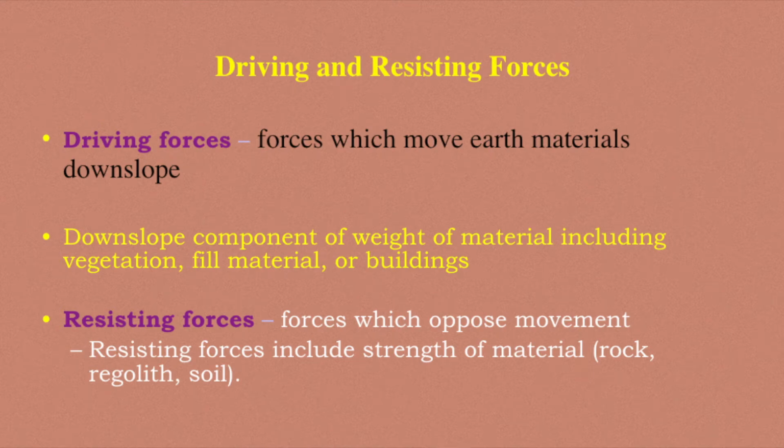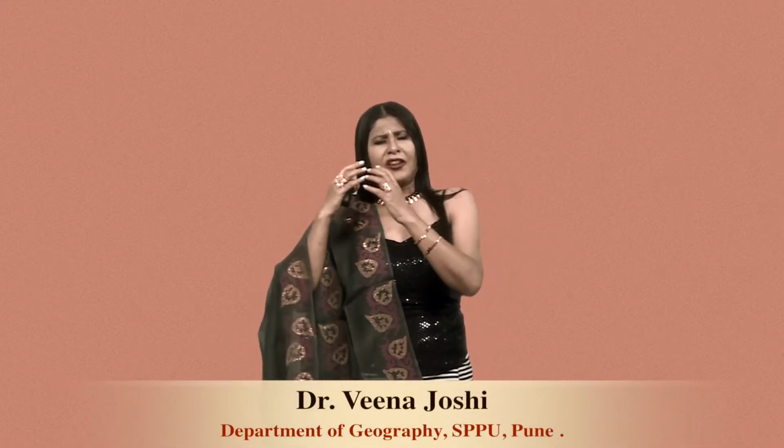Driving forces are the forces which move earth material downslope, and the downslope components are weight, vegetation, fill material, buildings. I will give you an example. On the same slope, if there is a big stone and if you place it, it will roll faster and longer, whereas if you keep a small stone, it will not move very fast. So, the size of the material, then vegetation also plays a very important role. So, the driving force is always trying to pull the material down.